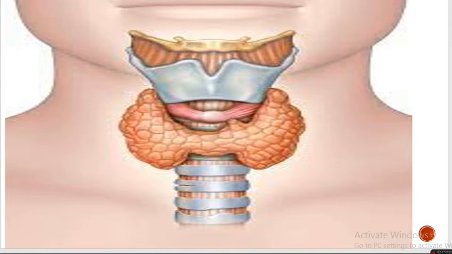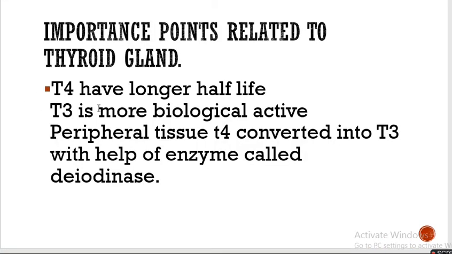The hypothalamus sends a message to the pituitary gland, and the pituitary gland produces thyroid stimulating hormone. TSH is the one which stimulates the thyroid gland. As a result, T3 and T4 are produced. T4 has a longer half-life compared to T3, but T3 is more biologically active. In the peripheral tissue, T4 is converted into T3 with the help of an enzyme called deiodinase. So these are some important points related to the thyroid gland.